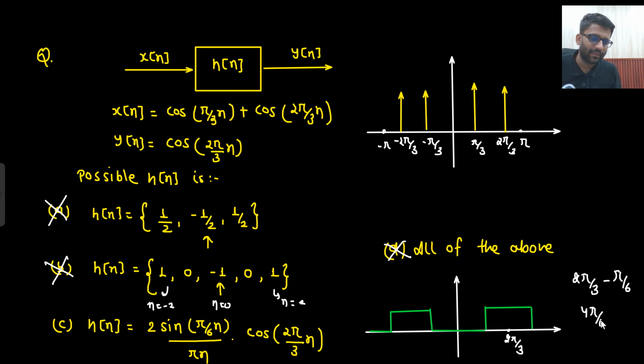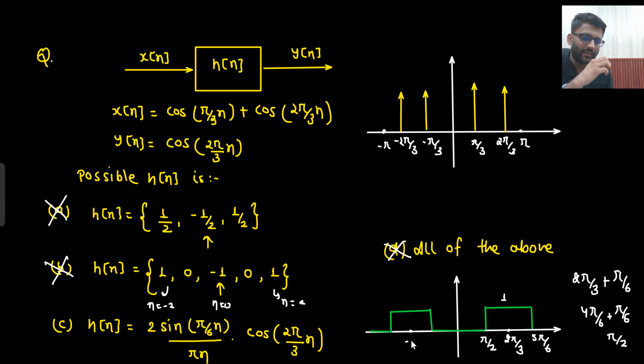So that would be 4 pi by 6 minus pi by 6. That would be pi by 2, right? And plus pi by 6, so that would be 5 pi by 6. So basically which component is being passed? Here the 2 pi by 3 component will pass with the gain of 1. The gain of 1 would be there because 2 is being multiplied, no? So gain of 1 would be there.